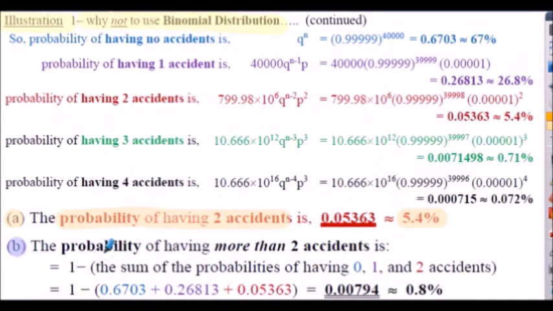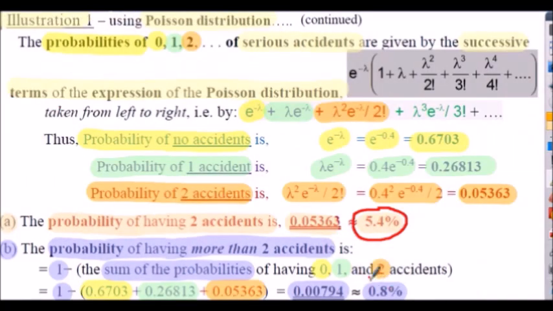And for part B of the problem, the probability of having more than 2 accidents calculates to be 0.8% using the binomial distribution. And we calculated 0.8% from the Poisson distribution. So we can see in this case that the Poisson distribution is a very good approximation to the binomial distribution, and the calculations are simpler.